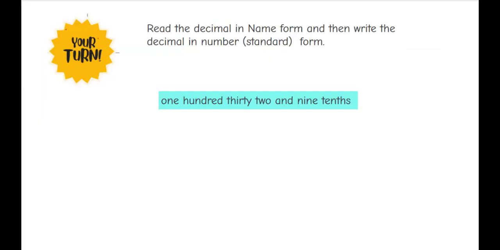Now we're going to try one without the chart, okay? The number is 122 and 9/10. And I'm going to help you do the first part before you turn off the video and work it out. Always circle that and we're going to put our decimal point here. So that gives us a good starting place.